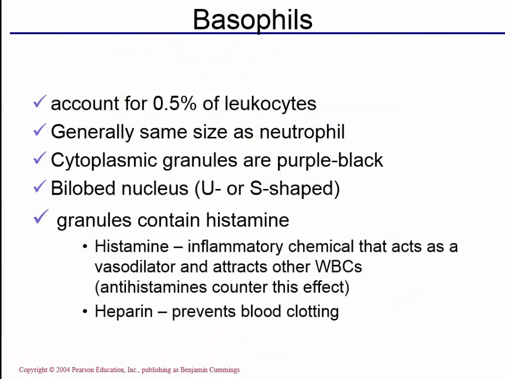The next type of granulocyte is a basophil. Basophils only account for about 0.5% of all white blood cells, and so they're kind of hard to find. They're usually the same size as a neutrophil, but they're not often mistaken for a neutrophil because their granules are very, very dark. They're purple-black. They have a bilobed nucleus, which is either U or S shaped, but it's often hard to see because the granules cover it up.